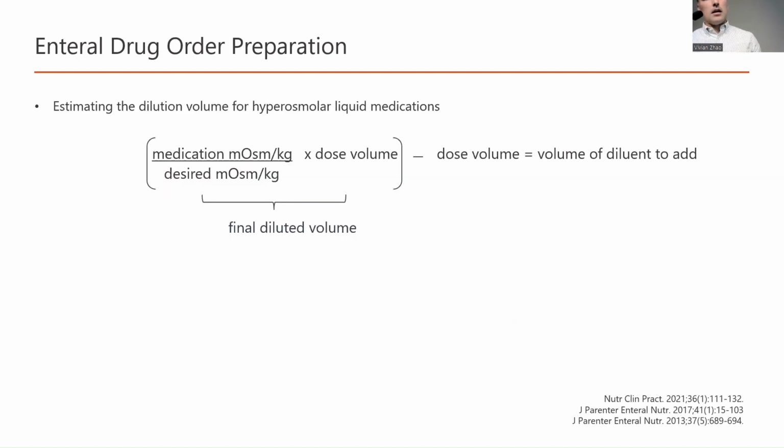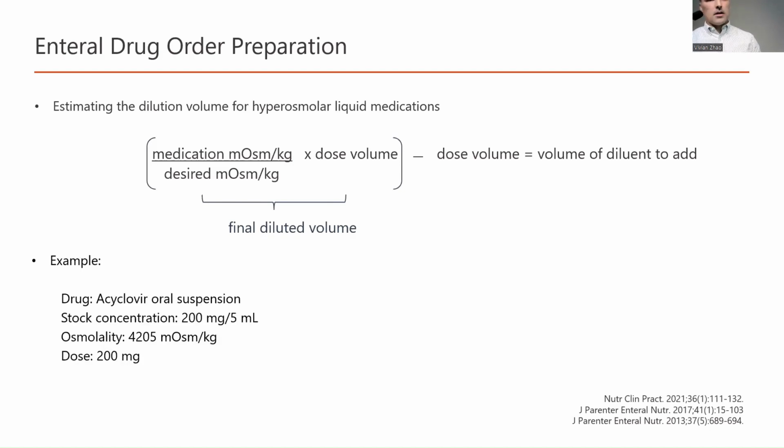I think this is a very useful tool that you can use in your practice if you're not now: estimating the dilution volume for hyperosmolar liquid medications. Sometimes you have to give a liquid. So you can calculate the final diluted volume, you can subtract the dose volume from that, and that will tell you the volume of diluent to add.